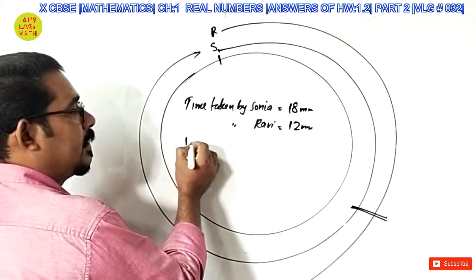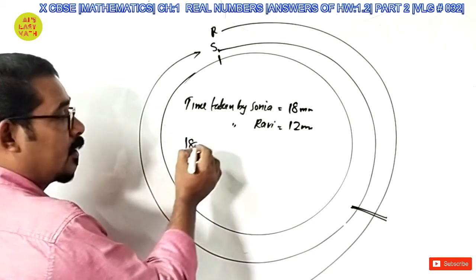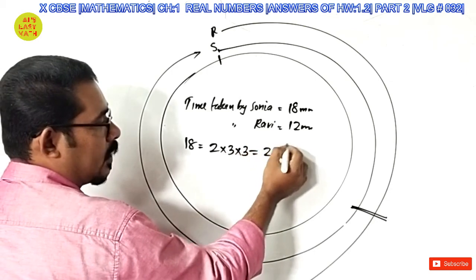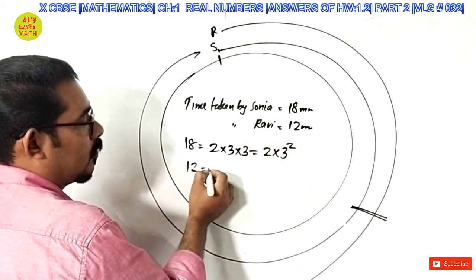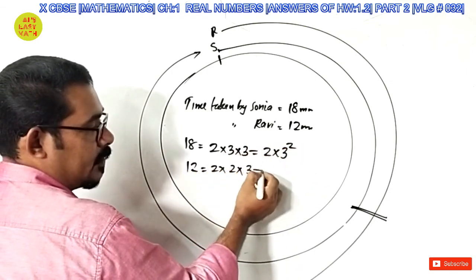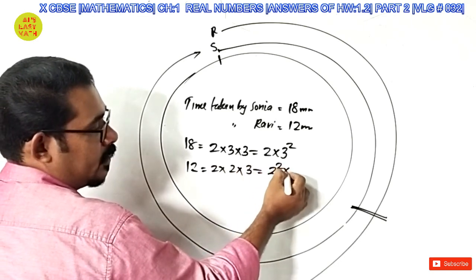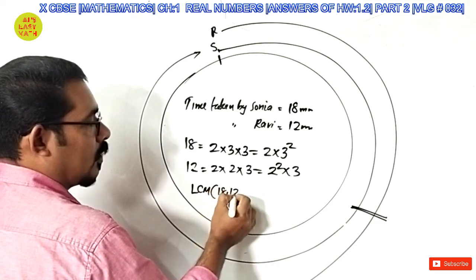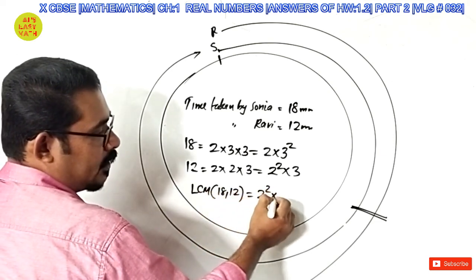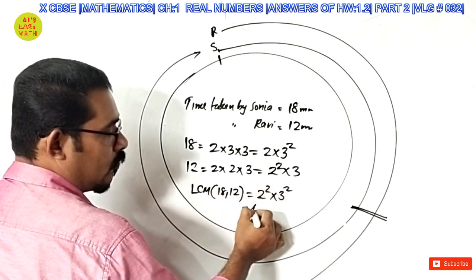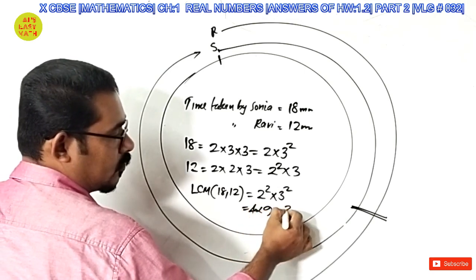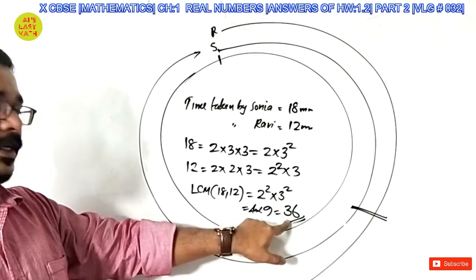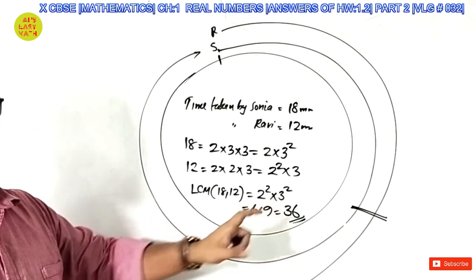So 18 we can rewrite as 2 × 3 × 3, or 2 × 3², while 12 equals 2 × 2 × 3, which is 2² × 3. So the LCM of 18 and 12 is 2² × 3², or 4 × 9, so 36. So after 36 minutes they meet again.